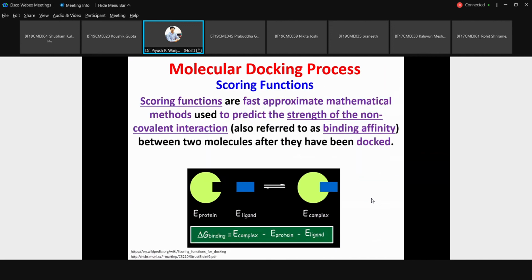So that's what I said. This is the scoring function, which will be for our next discussion. We'll talk about our fast approximate mathematical method, how to estimate the interaction. These interactions are nothing but what Prabhu earlier said, the strength of the non-covalent interaction we are going to find out. I will talk about this later in more detail. It will be more clear. Any questions here?